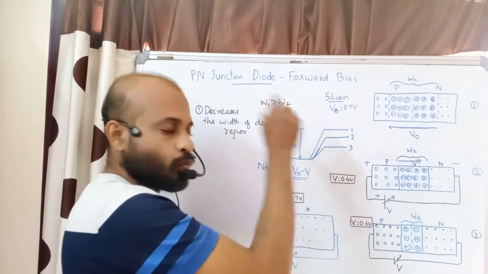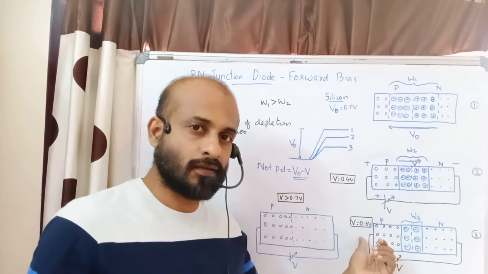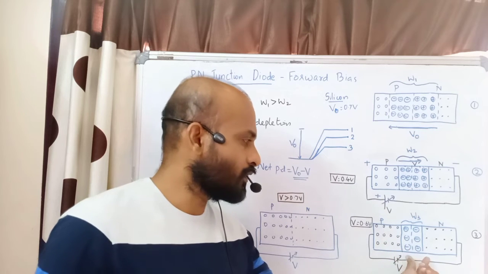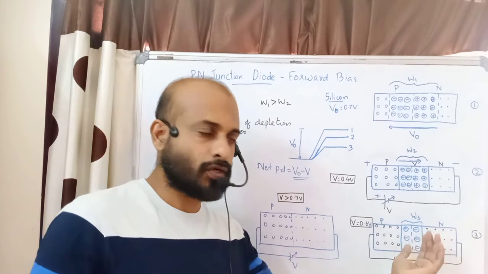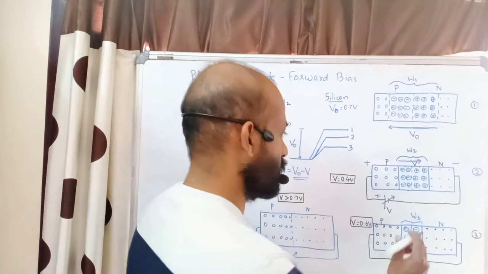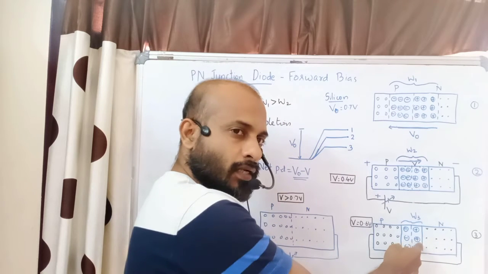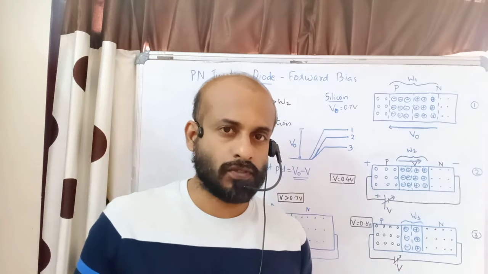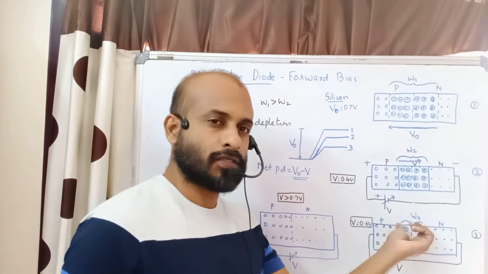Okay, situation number 2. Now if you further increase the voltage, I have increased the voltage from 0.4 to 0.6. When I further increase the voltage, the width further decreases. More electrons will enter the depletion region at this side. More holes enter at this side. There's a slight mistake here: these are positive ions. So more electrons will enter the depletion region, here also more holes enter the depletion region, and more immobile positive and negative ions will be neutralized there. Now the width of the depletion region decreases further.